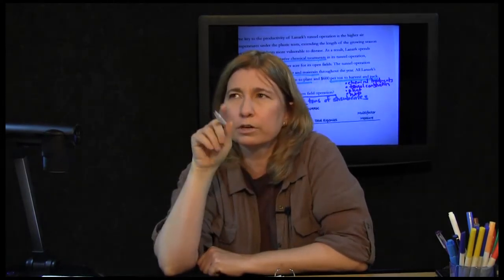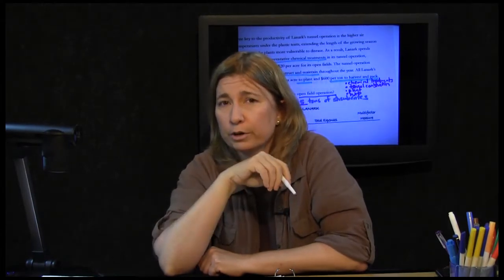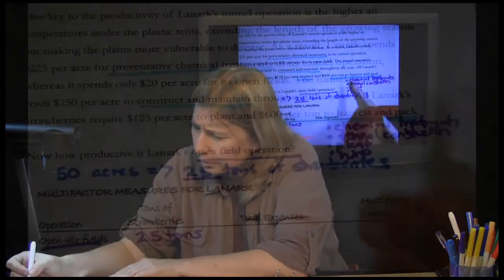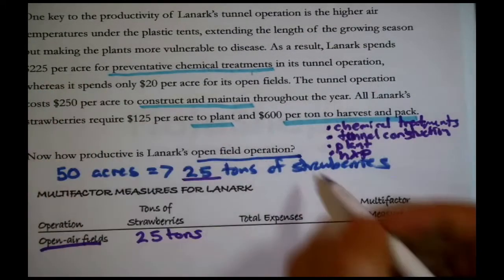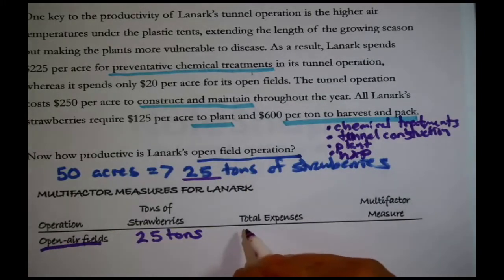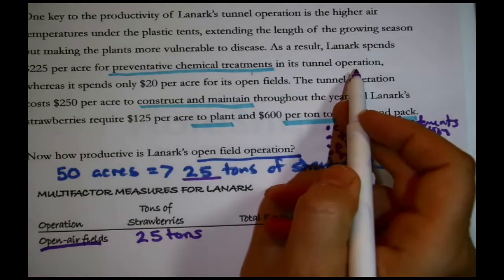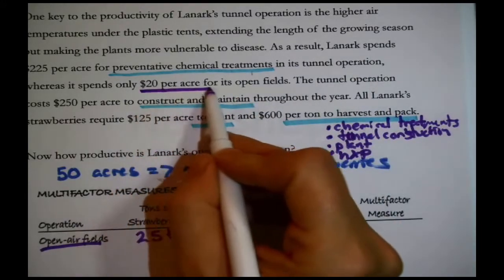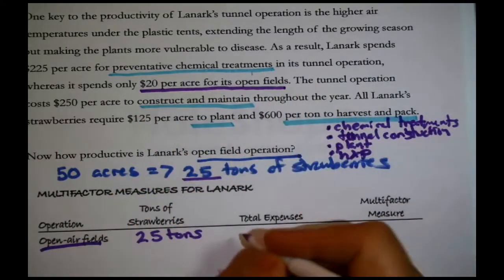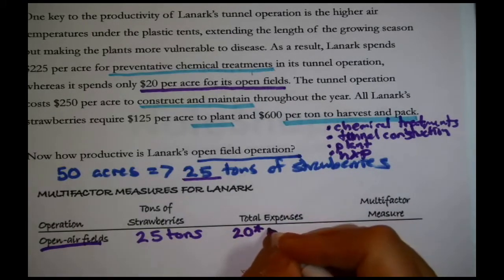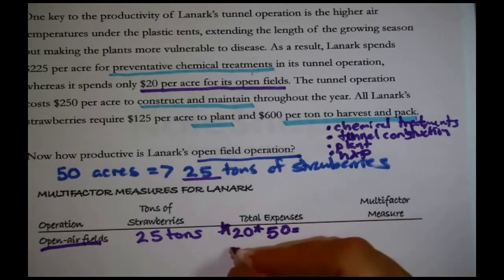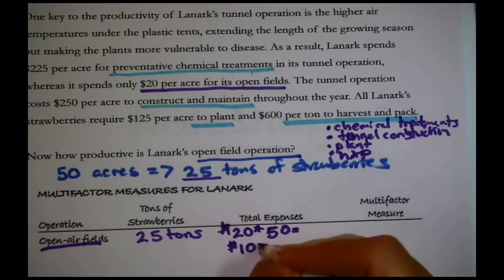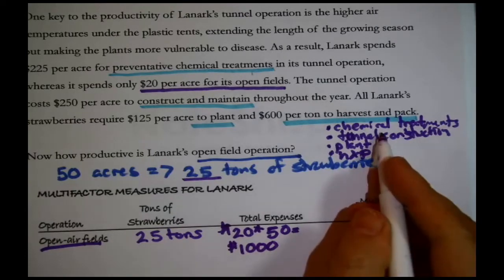Because in order to calculate total expense for the open air fields, I say to myself, chemical treatments. $225 an acre for chemical treatments, except wait a minute, that's in its tunnel operation. Open air fields is where you catch a break, and it's only $20 per acre for the open air fields. Okay, that's 50 acres times $20 per acre. We have spent now $1,000 on chemical treatment.